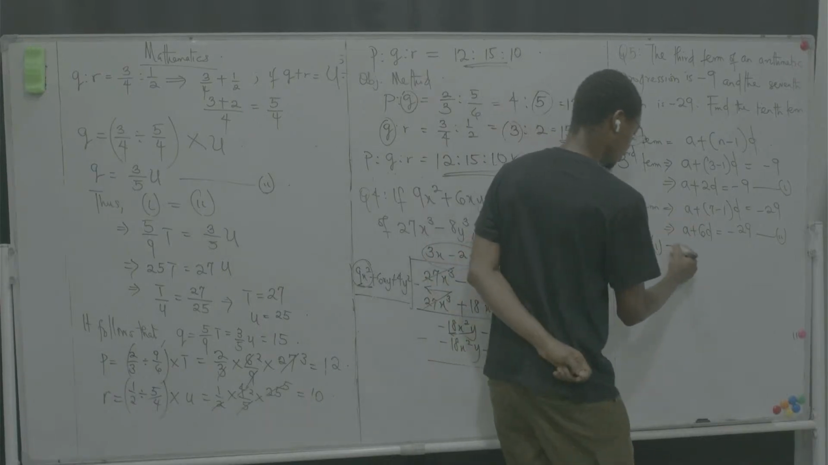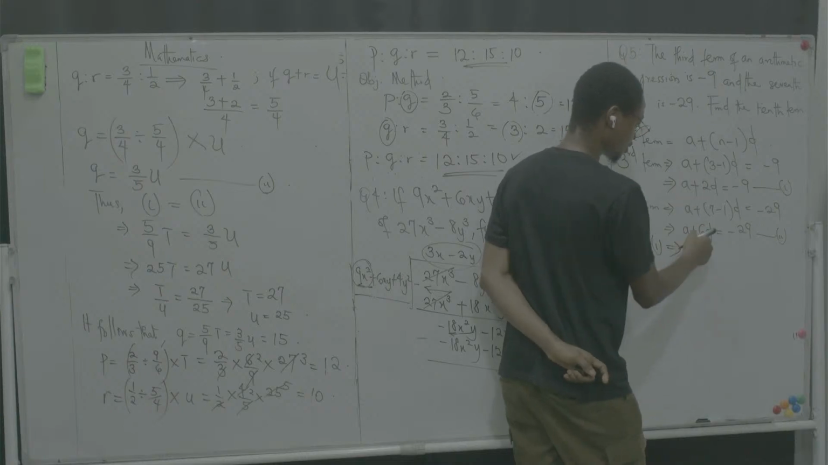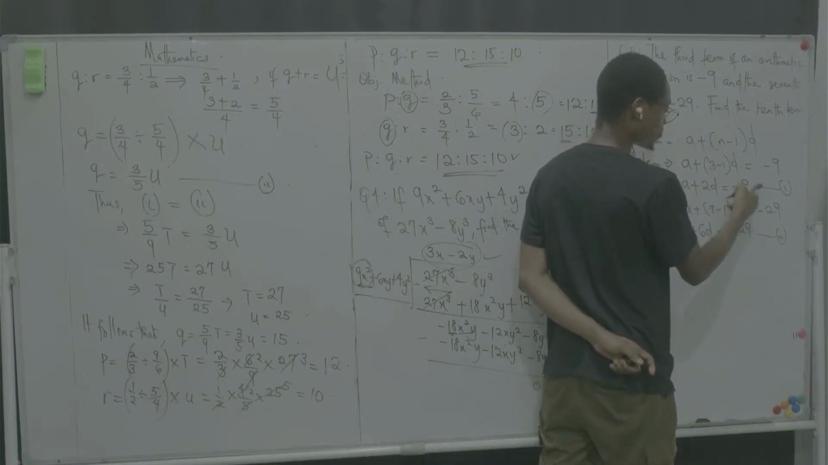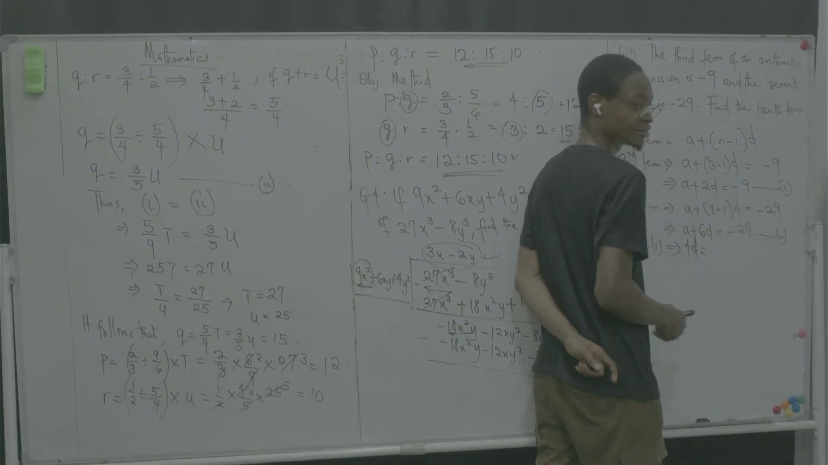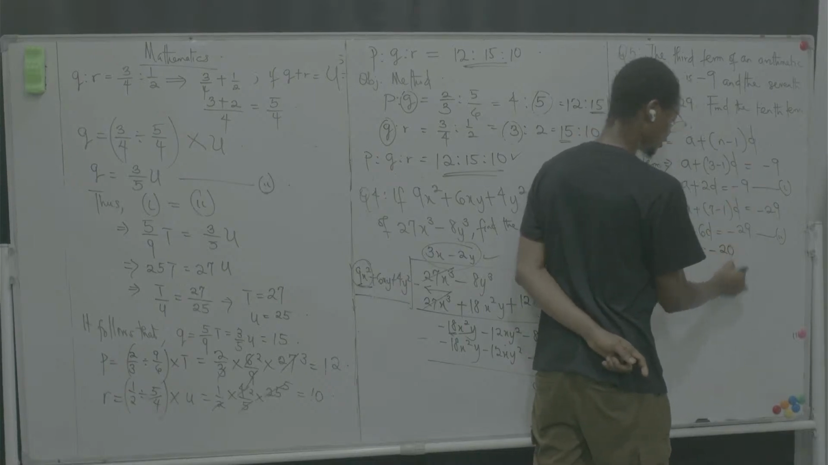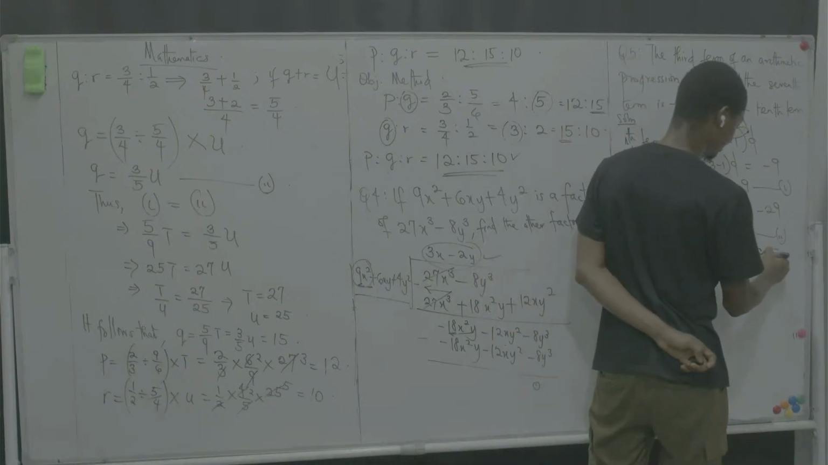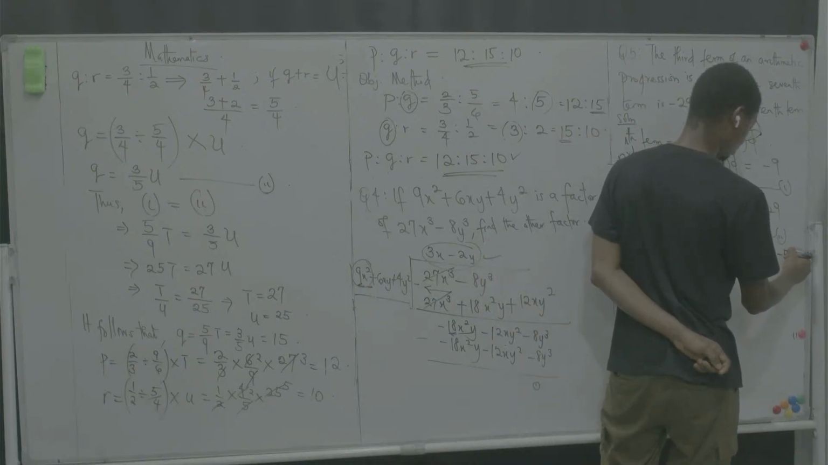Anyway, so what happens? A minus A cancels out. 6D minus 2D becomes 4D. 20 minus 29 minus 9 becomes minus 20. Right? Which immediately tells me that my D is equal to what? Minus 5.